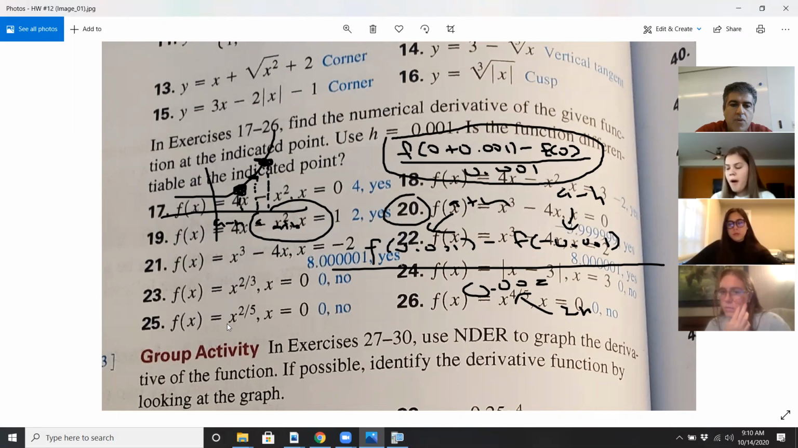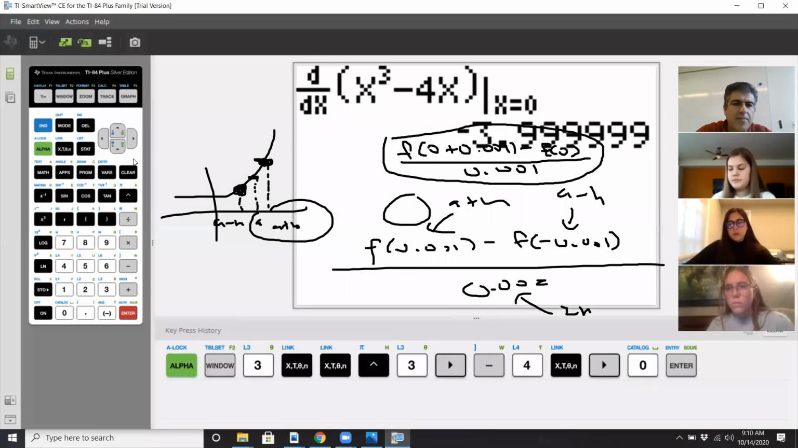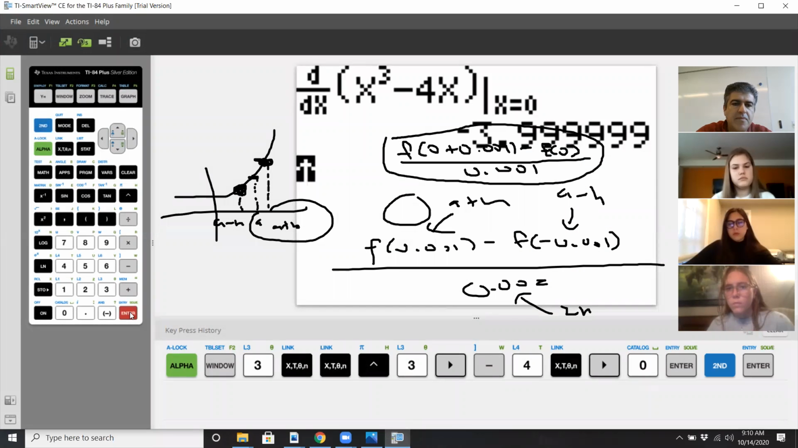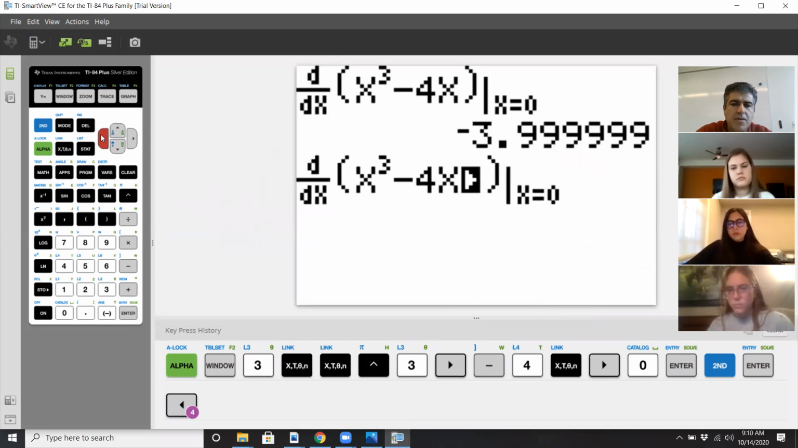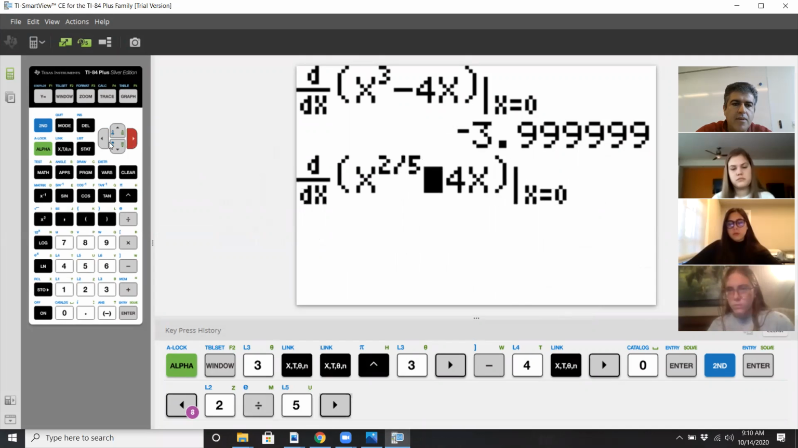And 25 is kind of interesting, because there's going to be a cusp at x to the 2/5 power. And so it says the derivative is 0, which is interesting. So let's actually look at x to the 2/5 really quickly. Let me go ahead and clear my writings. So let me change it to x to the 2/5.